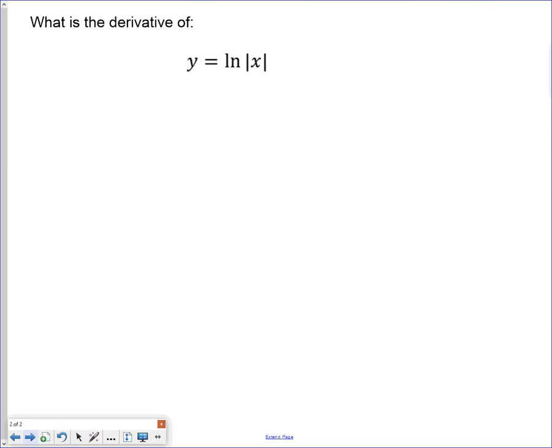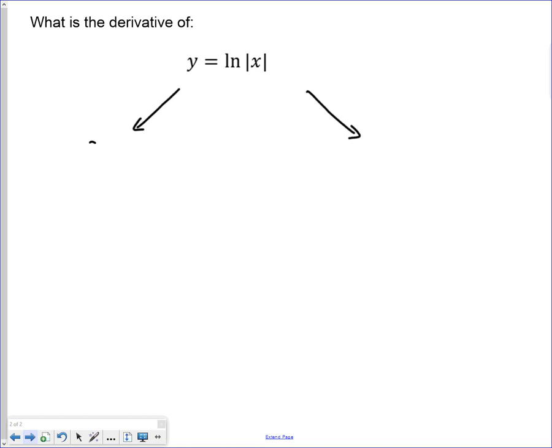So let's consider a case like this, where we've just got a simple function, y equals the ln of the absolute value of some variable x. And we want to figure out what our derivative is going to be, y prime. Let's think of this in terms of two cases.